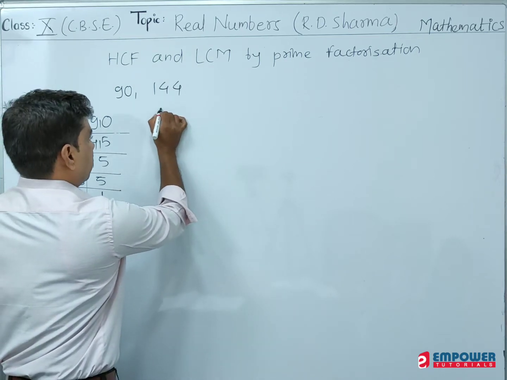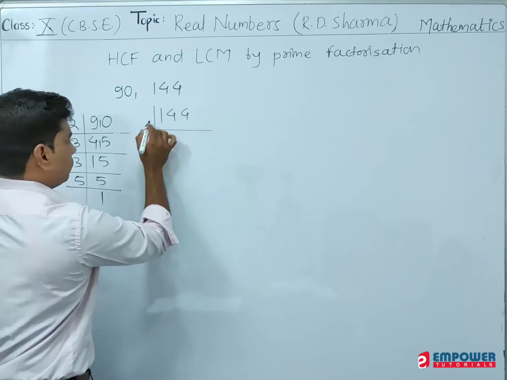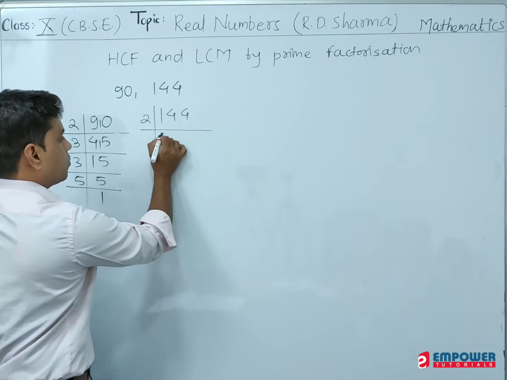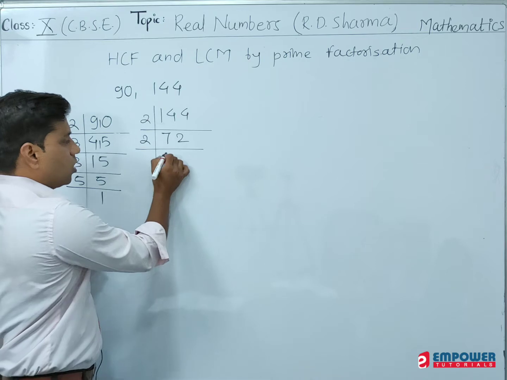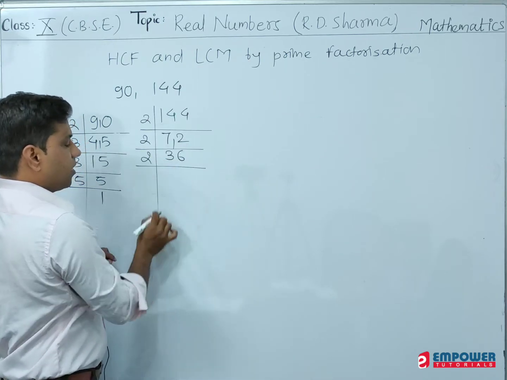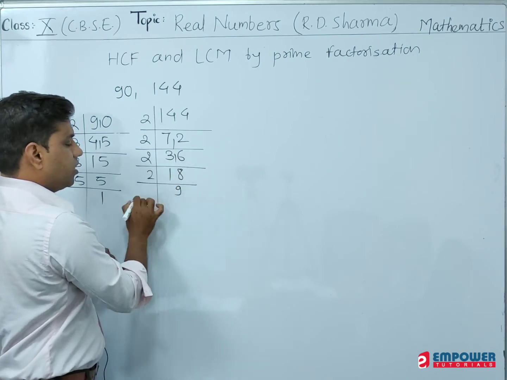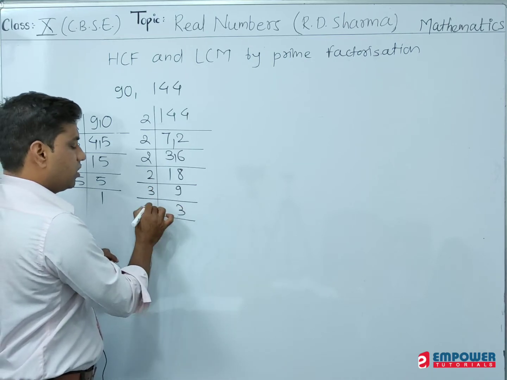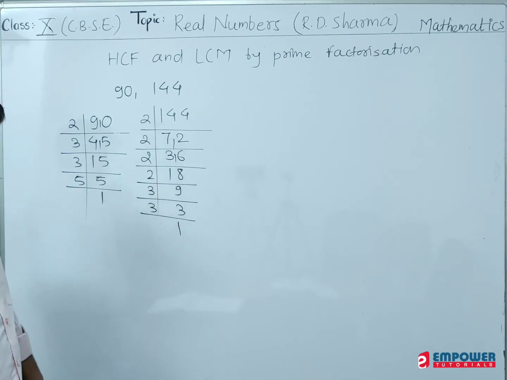Then we will get the prime factors of 144. It is divisible by 2 because at the unit place there is an even number. So 2 7s are 14, 2 2s are 4. Then again it is divisible by 2: 2 3s are 6, 2 6s are 12. Then again it is divisible by 2: 2 1s are 2, 2 8s are 16, then 2 9s are 18. Now 9 is obviously divisible by 3: 3 3s are 9 and 3 1s are 3. So these are the prime factors.